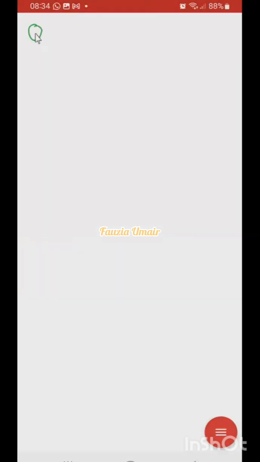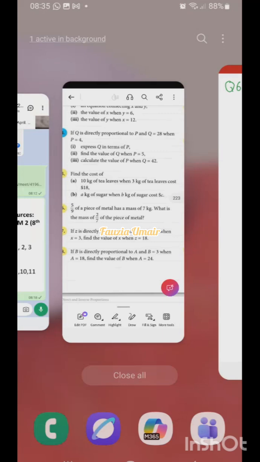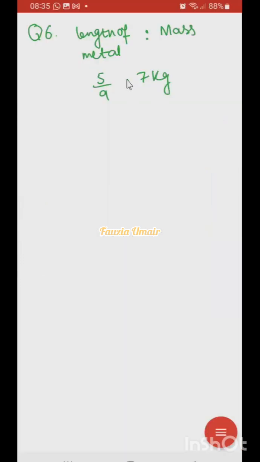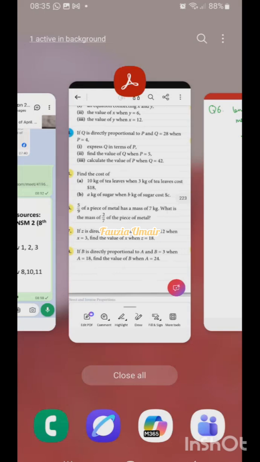Let's say question number 6, right? So the length of metal is compared with the mass. These are the two quantities compared. The data is 5 by 9 of a metal. You don't have the unit, that's fine. 5 by 9 is compared with 7 kg. If the length of that metal is 5 by 9, the mass is 7 kg, right? So we need to find out what is the mass of 2 by 7 of the piece of metal.